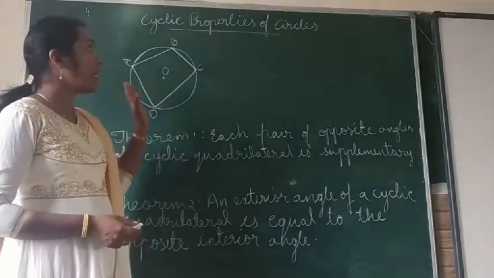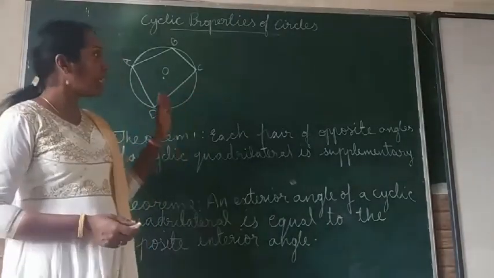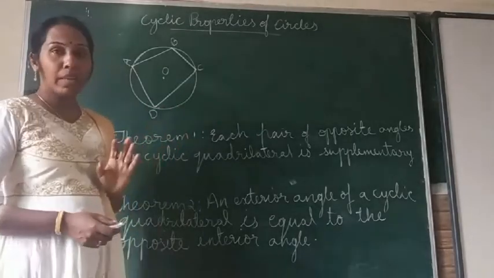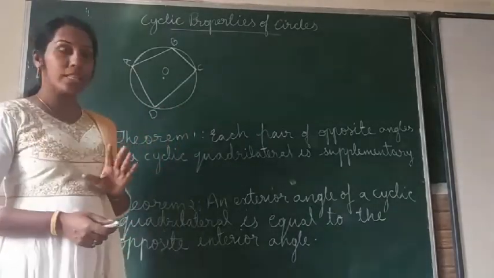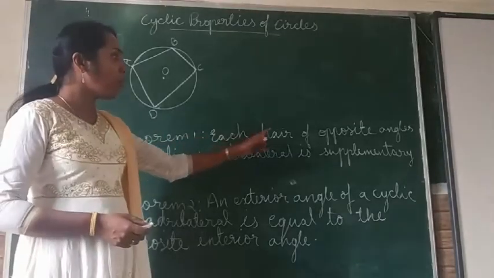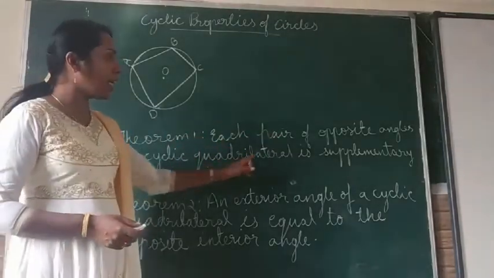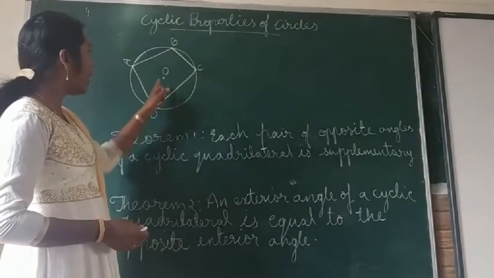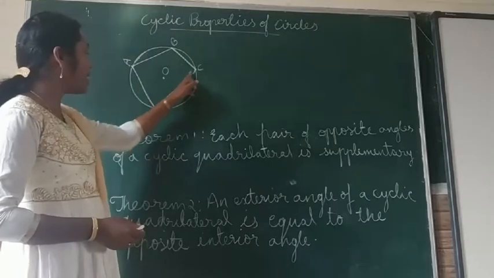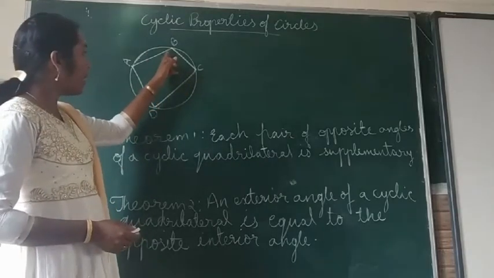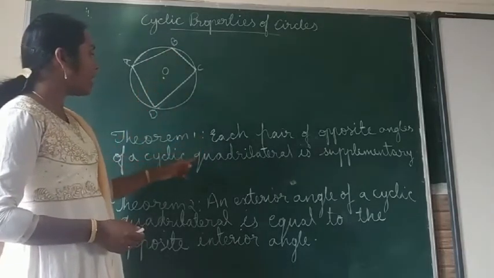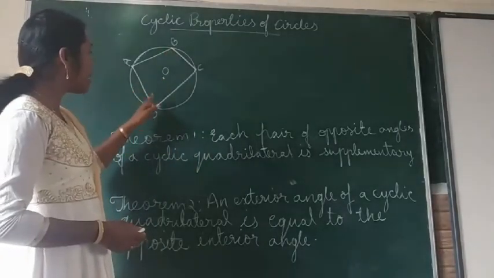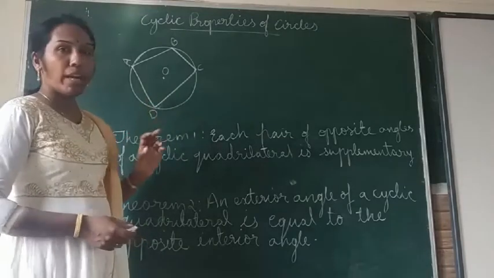So here we study cyclic properties of circles. We study certain properties of cyclic quadrilaterals through some theorems. So first of all we are going to discuss the first theorem. Each pair of opposite angles of a cyclic quadrilateral is supplementary. So consider a pair of opposite angles, angle ABC and angle ADC. It is telling that each pair of opposite angles of a cyclic quadrilateral is supplementary. That means angle ABC plus angle ADC is equal to 180 degrees.